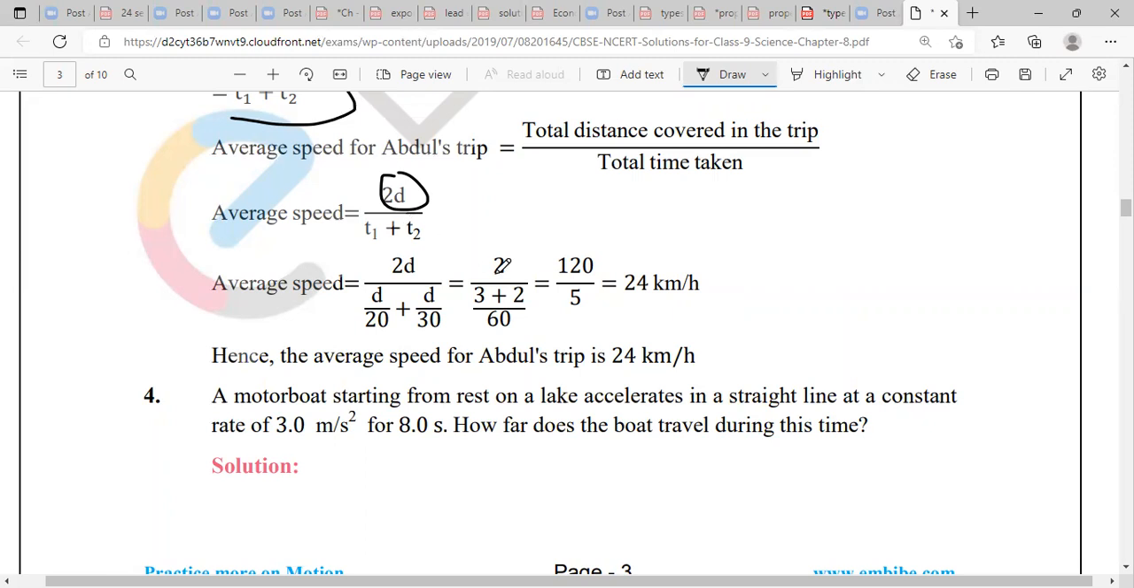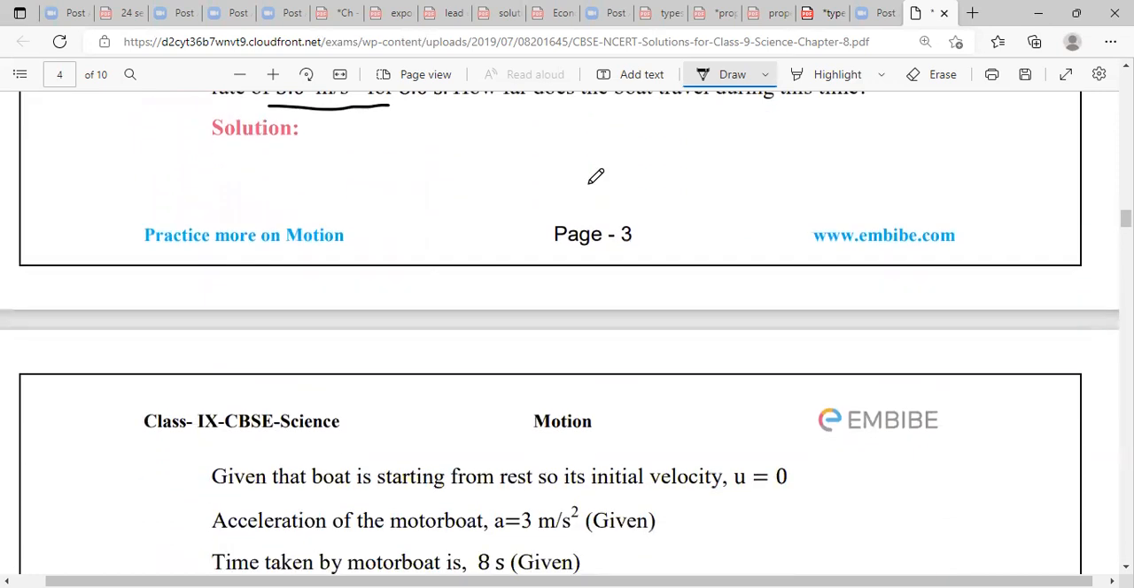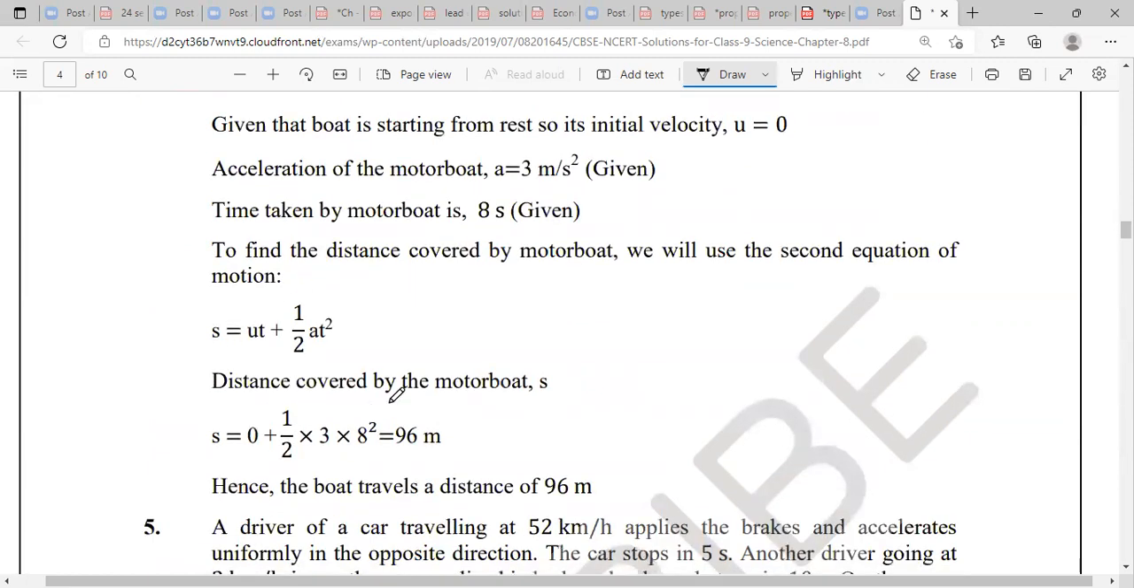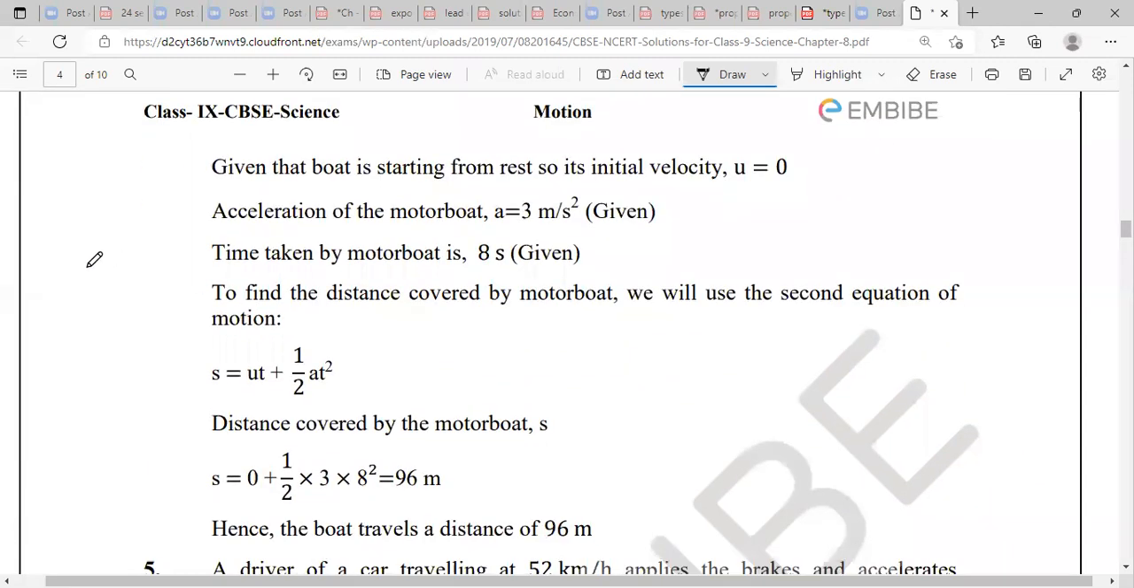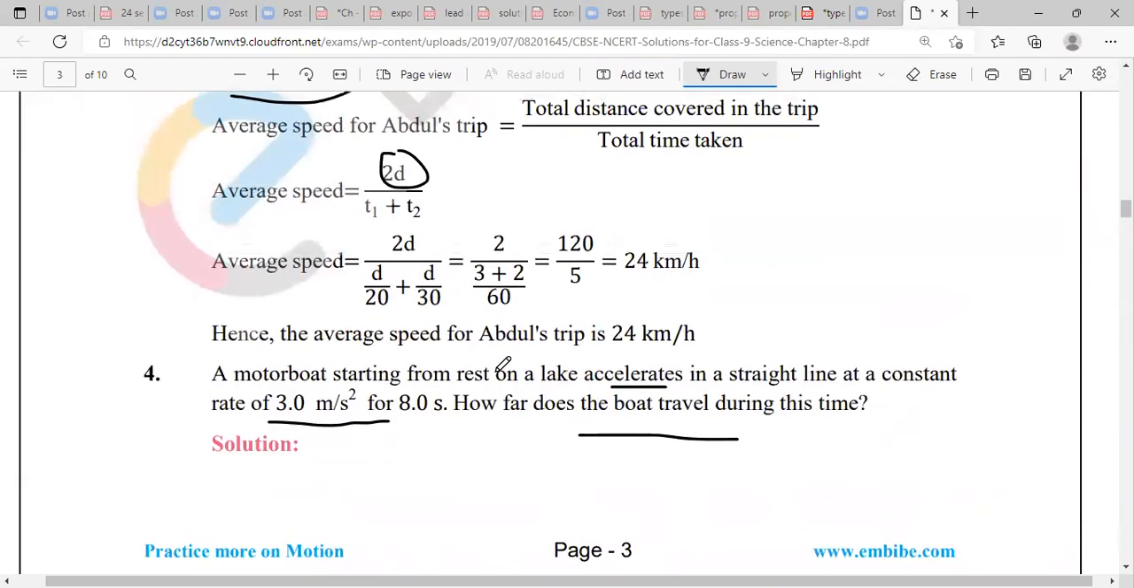Yes, ma'am. Okay. Now a motorboat starting from rest on the lake accelerates. This is the acceleration question. In a straight line at a constant rate. How far does the boat travel? So you have to find out how far it is going to travel, like what is the distance it's going to cover. So you have the formulas. You have different formulas to find distance, S. You can put it in any formula and you'll get the answer. Clear? Yes, ma'am.